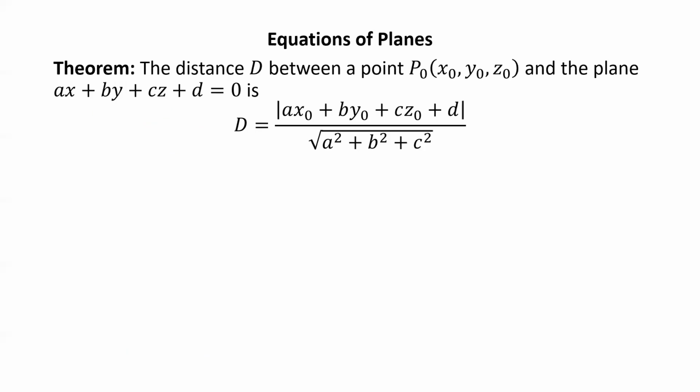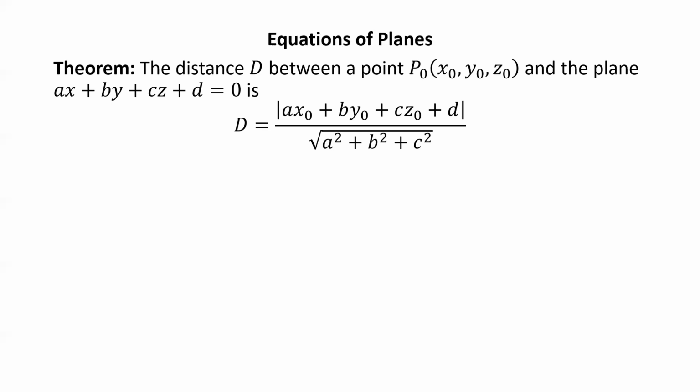Next, we want to talk about distances. The main theorem is that the distance d between a point P0 with coordinates x0, y0, and z0 and the plane ax plus by plus cz plus d equals 0, written in general form, is d equals the absolute value of ax0 plus by0 plus cz0 plus d over the square root of a squared plus b squared plus c squared.